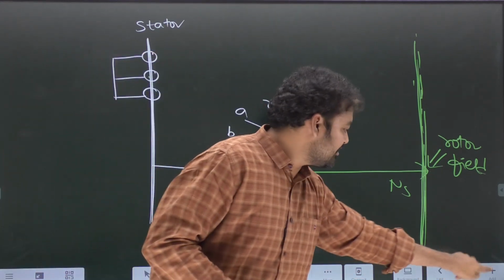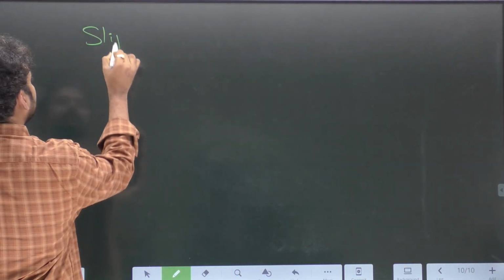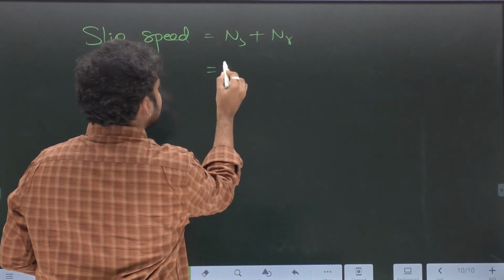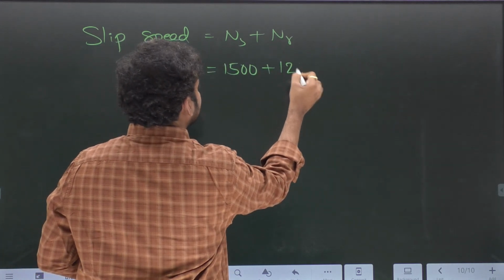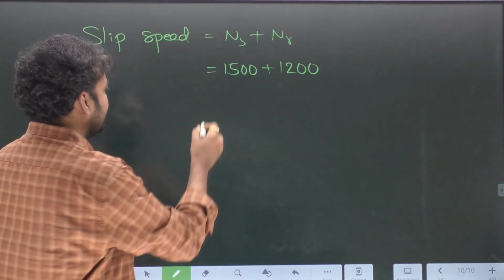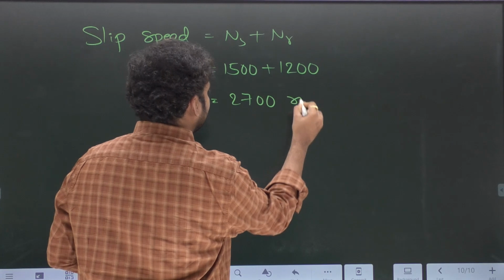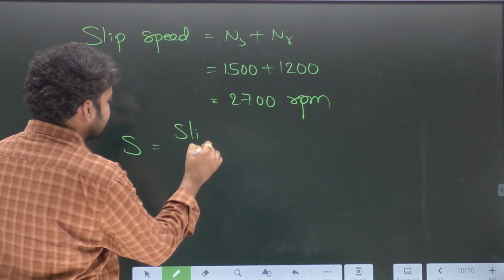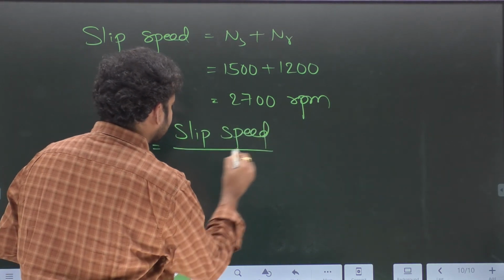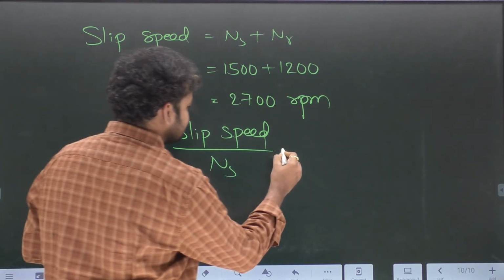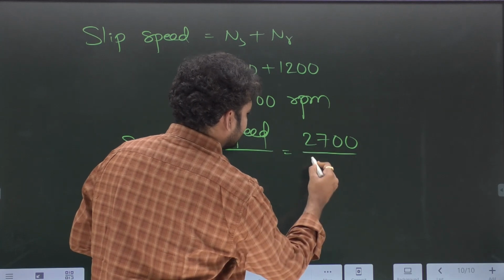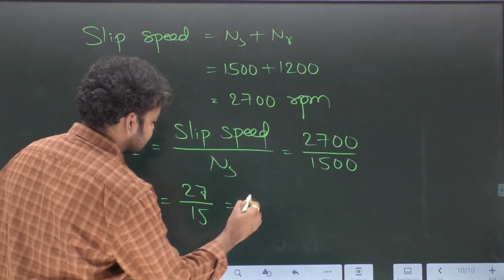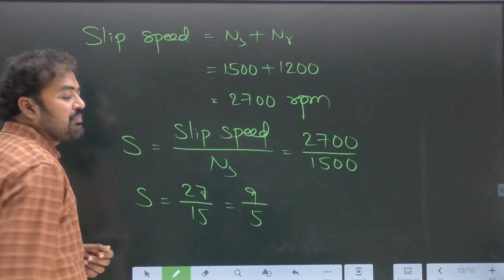Okay. So finally, what is the slip speed in this particular problem? Slip speed is equal to Ns plus Nr. What is Ns in the given question? 1500. Nr is 1200. The machine was rotating at 1200 rpm. Therefore, this was 2700 RPM. This is the slip speed. If you know the slip speed, how to calculate the per unit slip? Per unit slip is always slip speed divided by synchronous speed. So which is equal to 2700 divided by the synchronous speed 1500. Therefore, 27 by 15, which is 9 by 5. This is the per unit slip.